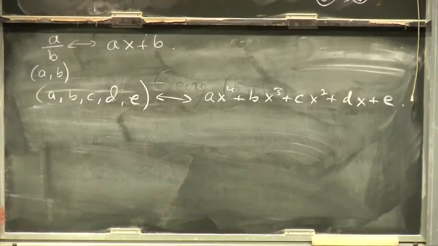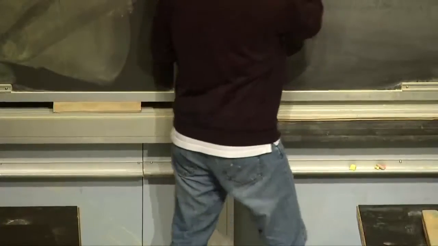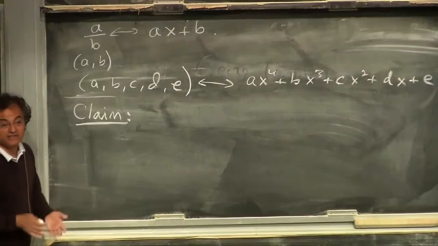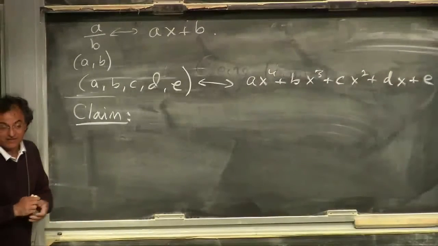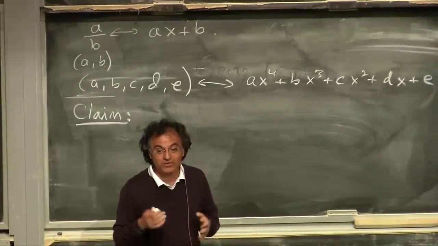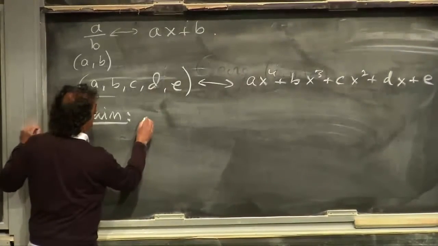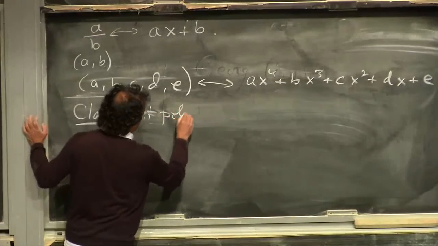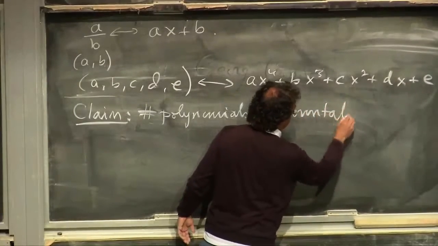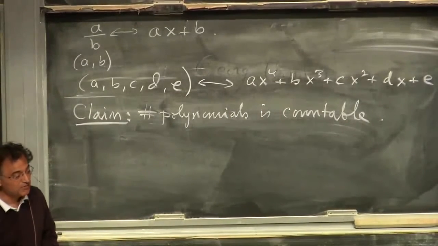So here's one way to think about it. Again, the claim is this number of sequences is exactly the same as the number of natural numbers. And the number of natural numbers, because it keeps coming up so often, is called countable. So we'll say the number of polynomials is countable. Okay. So how would we show this?